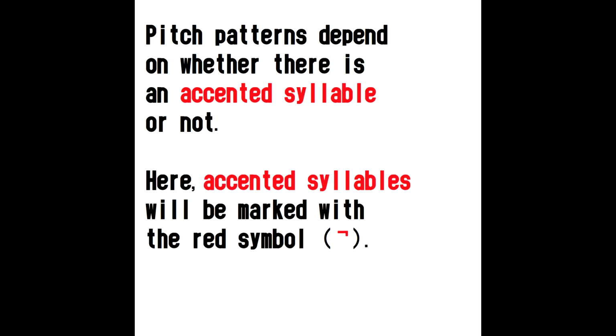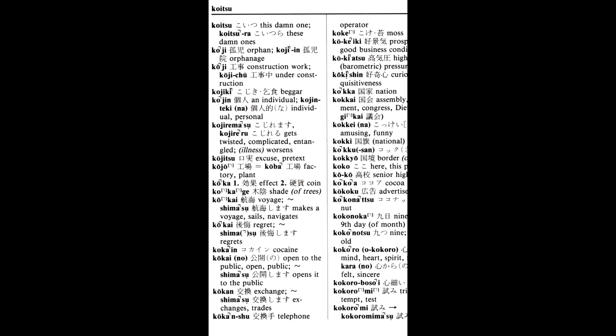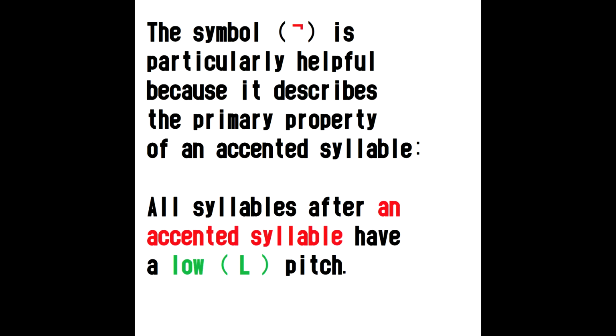Part 1. Pitch patterns depend on whether there is an accented syllable or not. Here, accented syllables will be marked with the red symbol shown earlier. The symbol, technically called an overbar, is present in many Japanese dictionaries. For example, this, and this. The overbar is particularly helpful because it describes the primary property of an accented syllable, which is that all syllables after an accented syllable will have a low pitch.